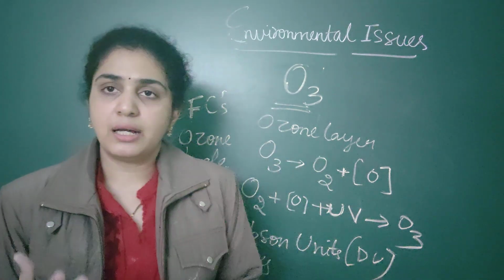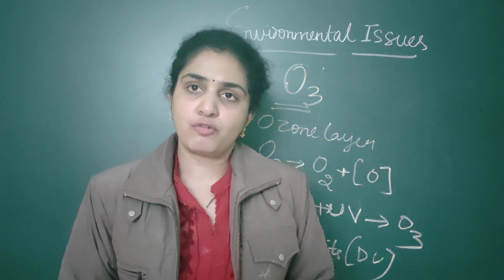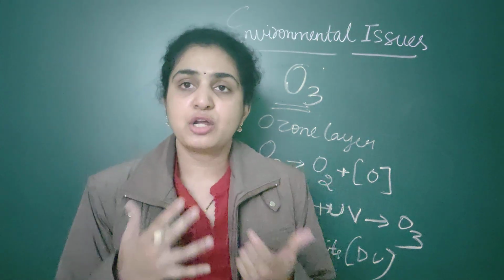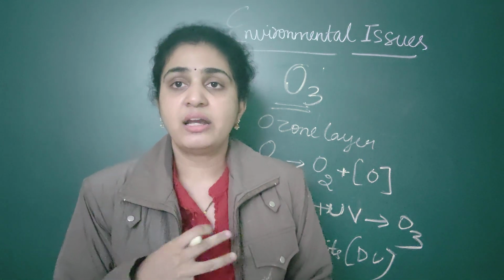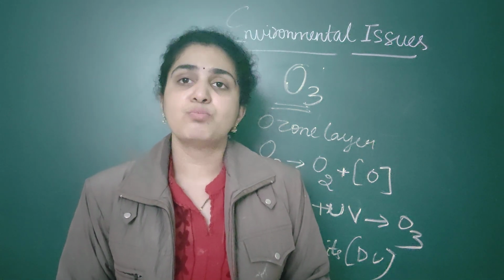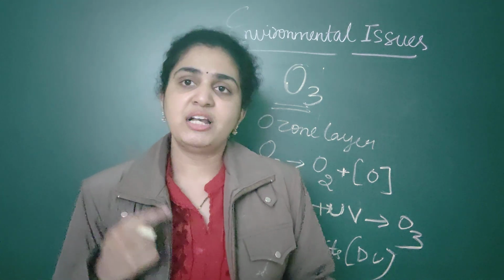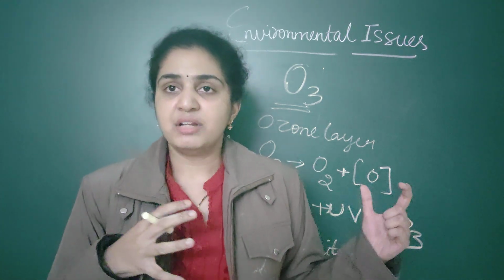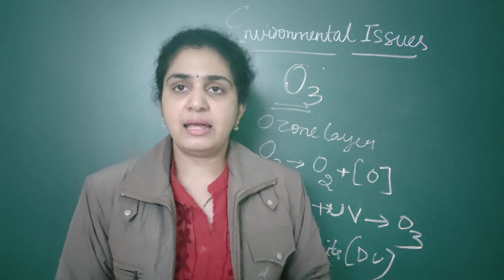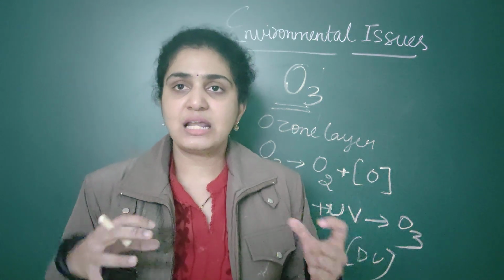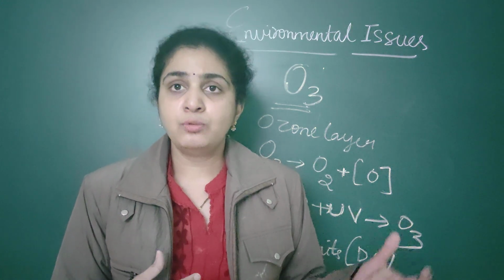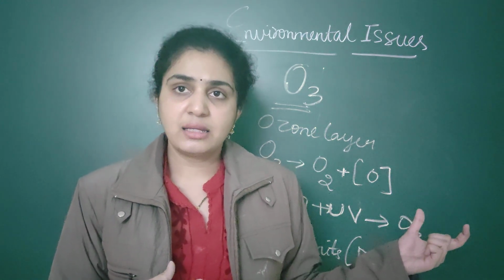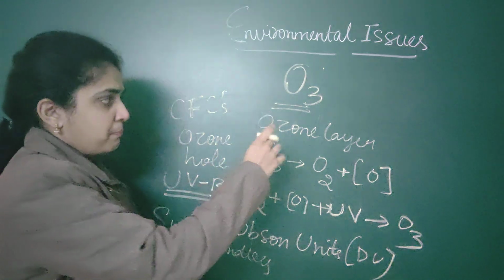So to prevent all this, we should stop the use of chlorofluorocarbons and stop the emission of ozone-depleting substances. They have already passed an act called the Montreal Protocol, which we will discuss in the next class. We will continue with the ozone layer, as well as deforestation, reforestation and all. So now the important point here is simple.